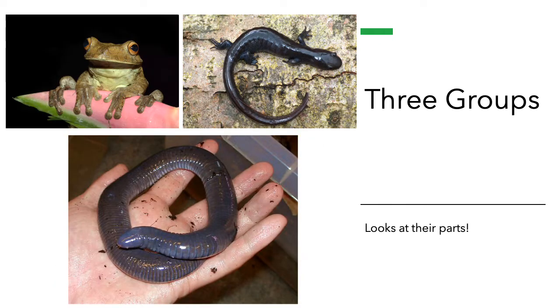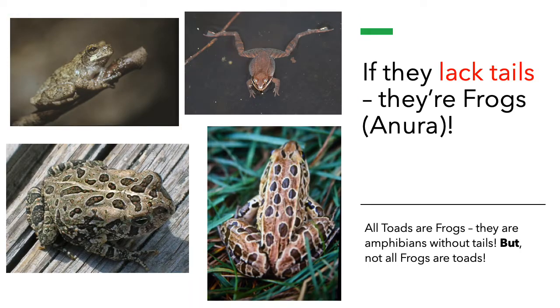There are three groups of amphibians. They're relatively easy to tell apart, and let's take a quick look at the differences of these three groups, or sometimes now called clades, or you may have heard them called orders. The first group of amphibians grow up and have no tail. They're simply called frogs or anurans.